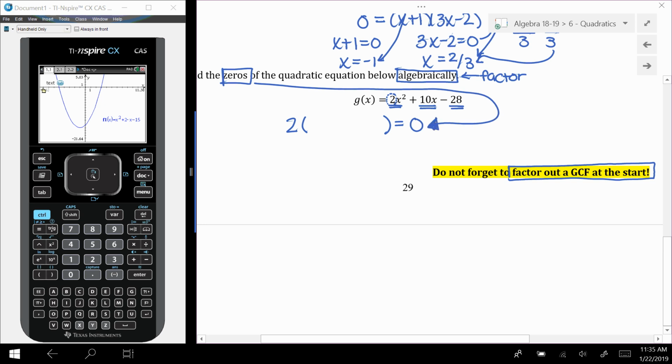All right, so I'm going to take a 2 out of 2x squared. That leaves me with x squared. I'm going to take a 2 out of 10x. That leaves me with 5x. I'm going to take a 2 out of -28, and that leaves me with -14.